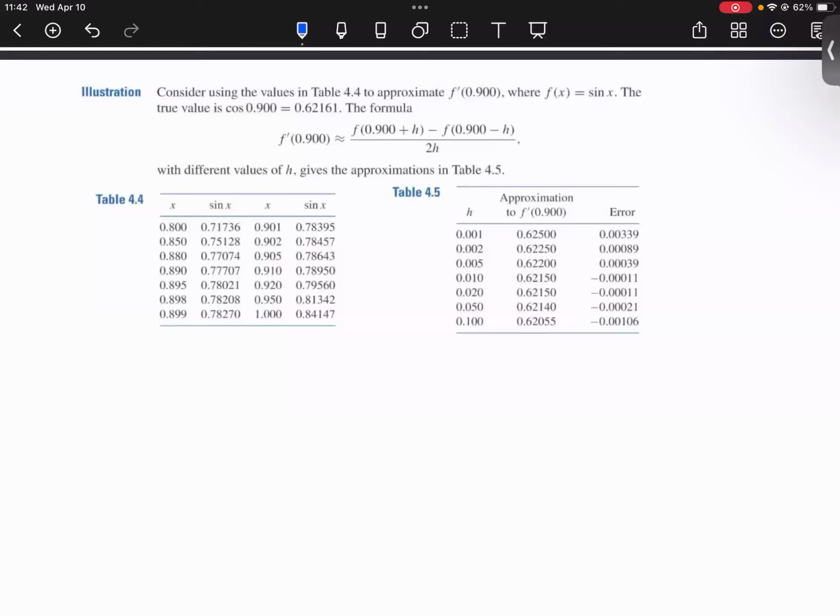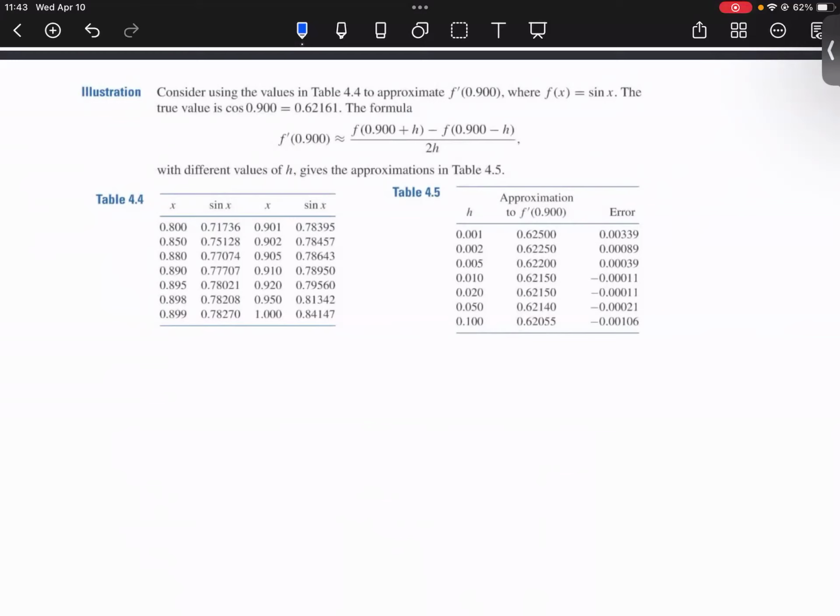And we are going to use the formula to approximate that derivative here. And then let's take a look at the table. We are going to use different values of h to approximate this derivative. In this table are the results we get. So we are going to use this standard difference formula, but with different h values.